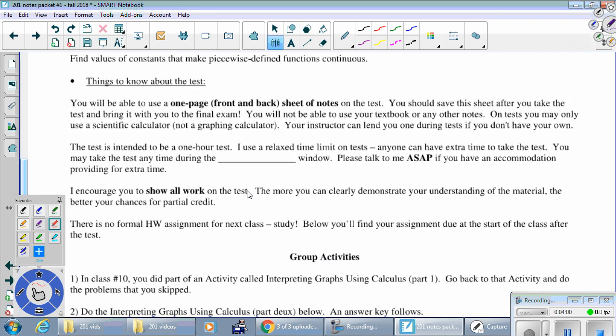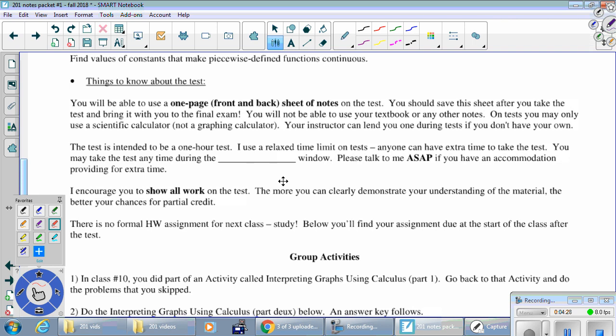Okay, some things to know about the test. You can use a one-page front and back sheet of notes on the test of your own creation. You can write anything you want on that piece of paper, including formulas and practice problems worked all the way out with complete solutions. I think that it's important to take your time making that one-page cheat sheet, so to speak. I think it's an important part of a healthy study plan.